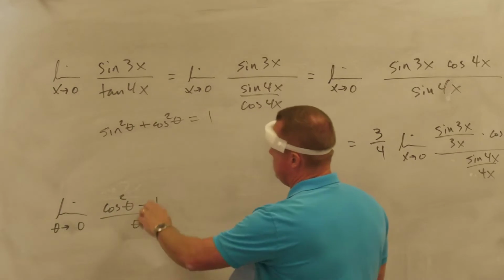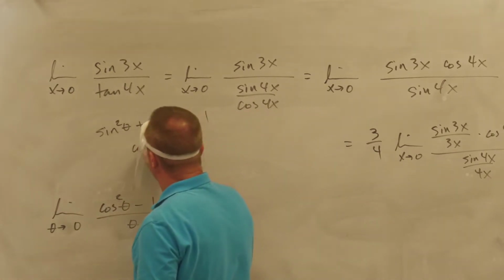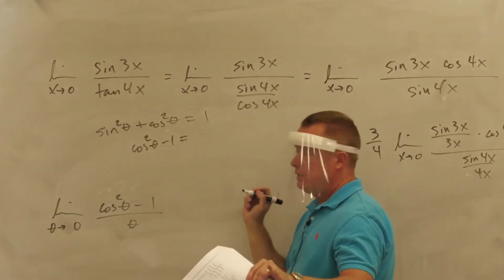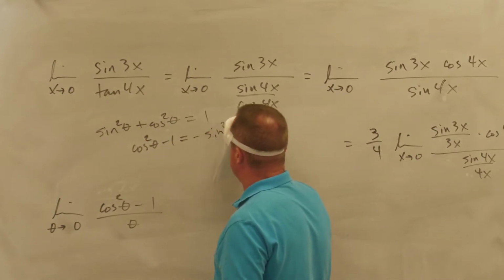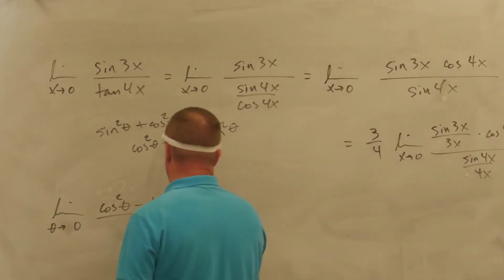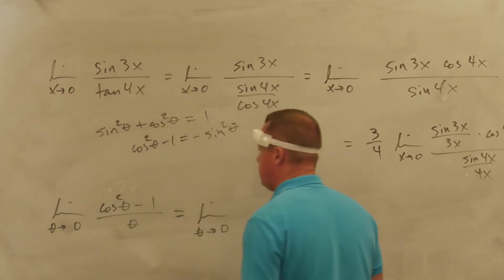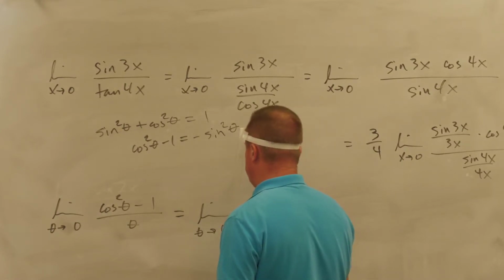All right, well, if you took cosine squared minus 1, you have to move that over here. So it would actually be negative sine squared theta, right? So cosine squared theta minus 1 is negative sine squared theta, right? And that's the first way that I did it. I think that would be fine. So we'll have negative sine squared theta over theta.